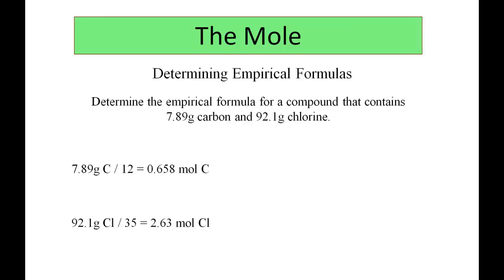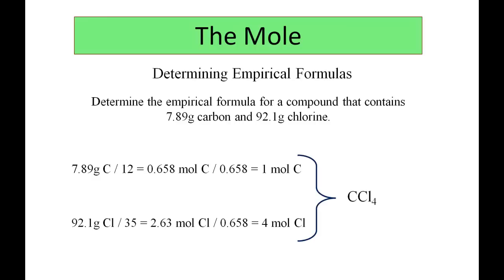Notice this is our ratio of moles of carbon to moles of chlorine, but we want the lowest whole number ratio. So I'm going to take both of these moles and divide them by the smallest number of moles, which is 0.658. If I divide both of them by 0.658, I get 1 mole of carbon and 4 moles of chlorine. So the ratio is 1 mole to 4. If we were to write this out as an empirical formula, we would write it as CCl4, meaning 1 mole of carbon for every 4 moles of chlorine.